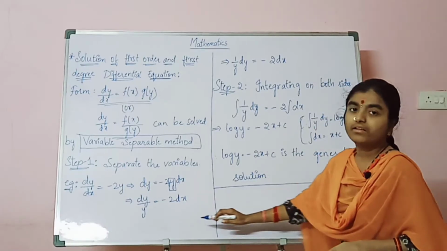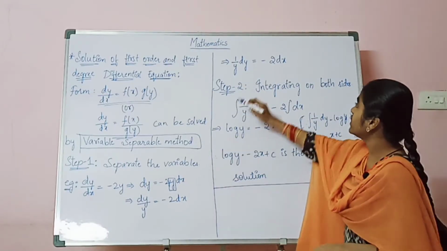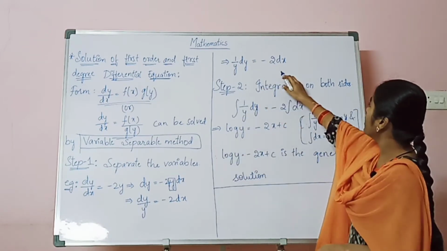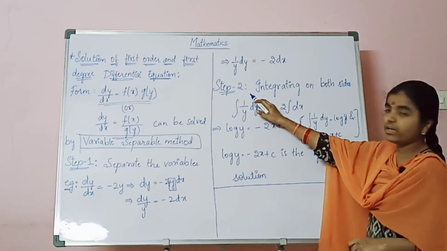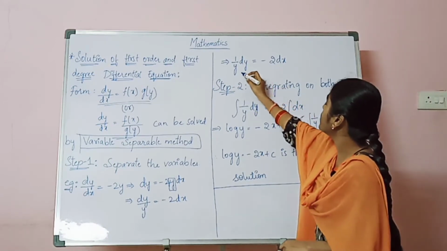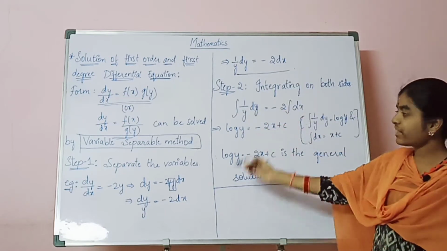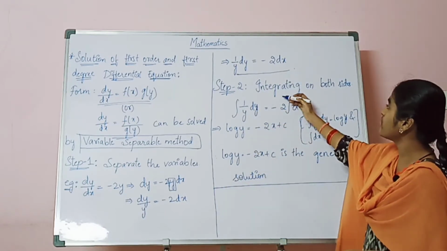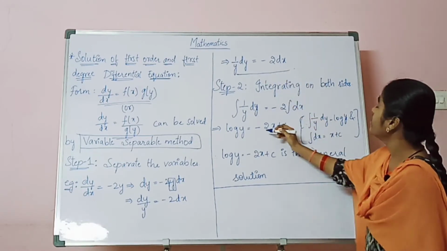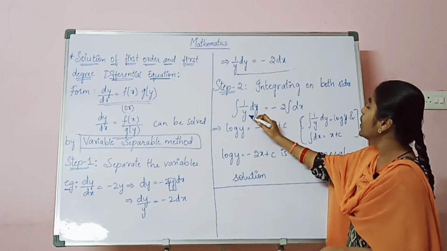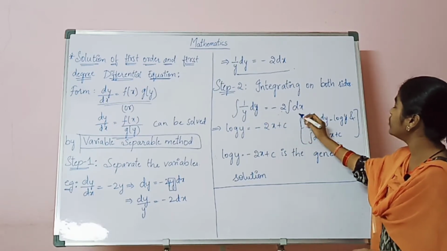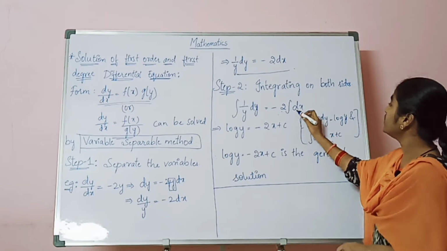That implies 1 by y into dy equals minus 2 dx as it is. Next, in step 2, what do we have to do? We have to integrate on both sides. After separating the variables, in step 2 we are applying integration on both the sides. So integral 1 by y dy equals minus 2 as it is, integral dx.